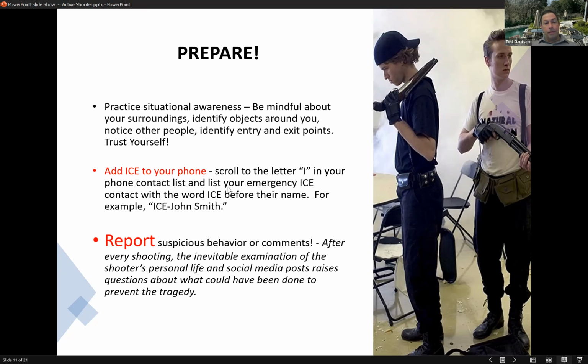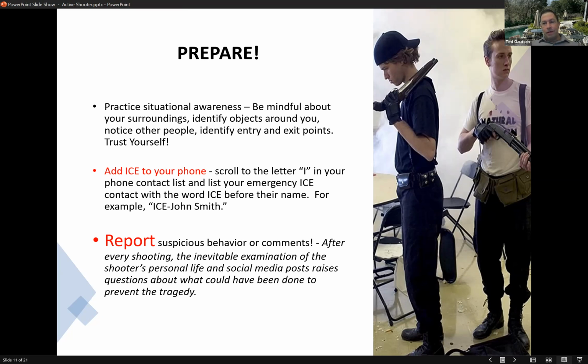And then add ICE to your phone. You scroll to the letter I in your phone contact list. Put your emergency ICE contact with the word ICE prior to the name. That's very important because that's how law enforcement are going to reach anybody in the event of something like this, when it comes to trying to identify who to contact on your behalf. And then report suspicious behavior. That's the biggest thing. We don't do that enough, reporting suspicious behavior.